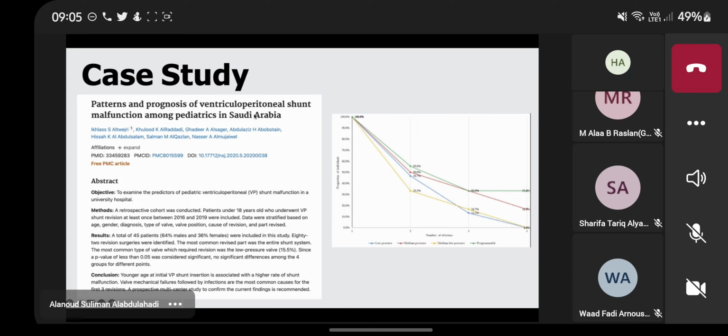This was a study that was done in Saudi Arabia, and it mentioned that the most common cause of the ventriculoperitoneal shunt malfunction among pediatric patients is basically following an infection. So this furthermore improves the point that the prognosis improves as the prevention of infection also occurs.